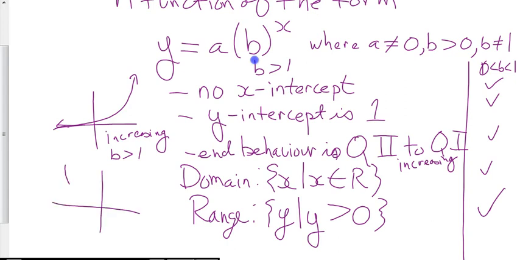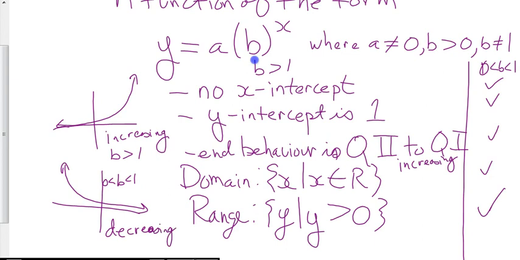When b is less than 1, it's doing this. And by less than 1, remember, it's between 0 and 1, right? It can't be 0 and it can't go negative. So when b is between 0 and 1, this is decreasing.